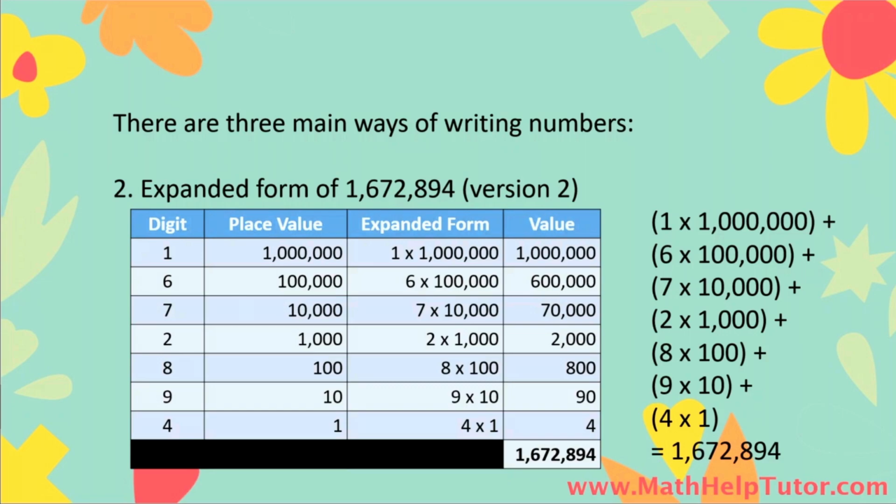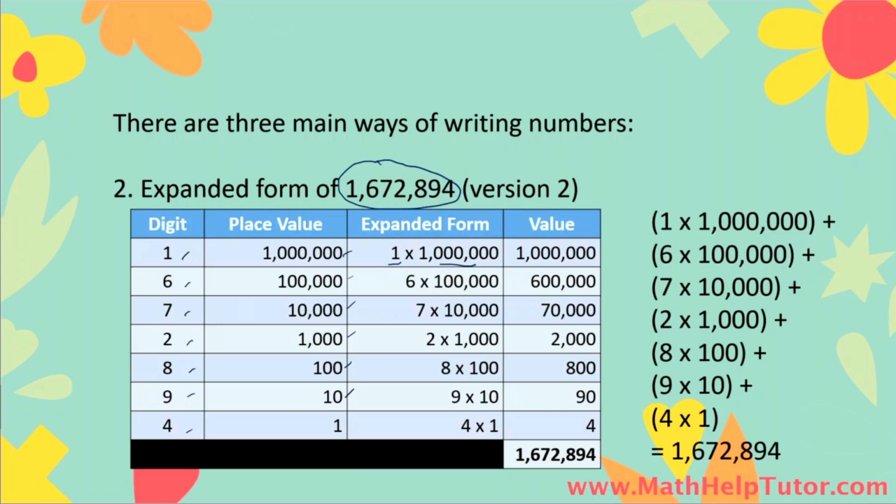between each of the values of each digit, but also the multiplication step of each of the digit and the place value combination. So again, we have the number 1,672,894 written in standard form. So what we do is we take note of all of the digits of our number and also the corresponding place value of each digit. And we write the expanded form, which is the digit multiplied by the place value. So we do that for all of our digits.